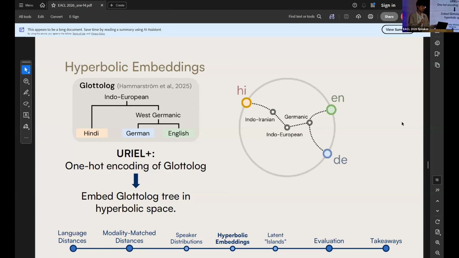Now, the key intuition here is that the language family tree grows exponentially with the number of descendants as we move down with depth.